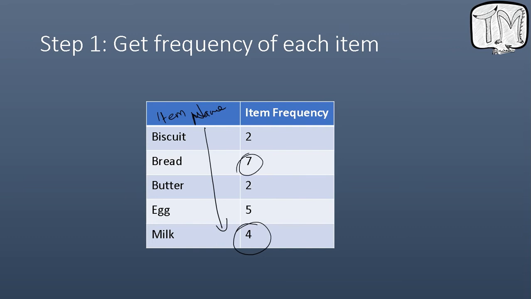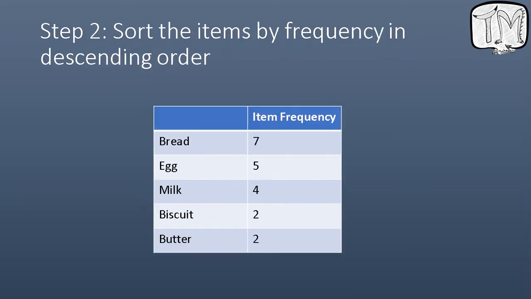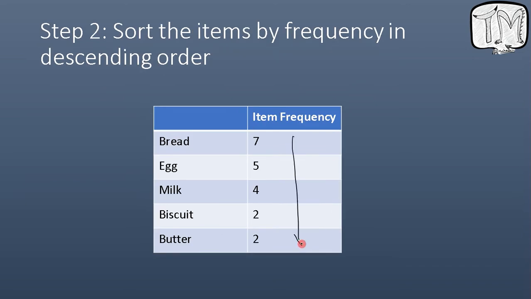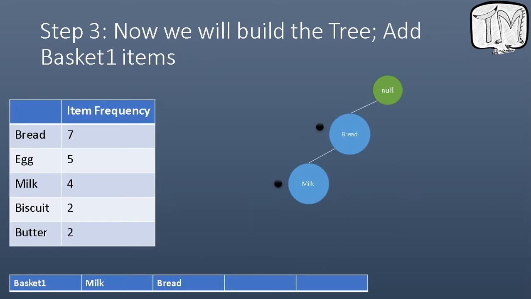So we have filled in 7 here. For each item we are calculating its frequency, or the number of times it was bought. So that was the first step. In the second step, we just order them by item frequency in descending order. As you can see here, we were just listing down the item and its frequency, but here we have also sorted them in descending or decreasing order. We can see that our most frequent item is bread and the least frequent items are biscuit and butter. Okay, so that is the second step. Now comes the third step.